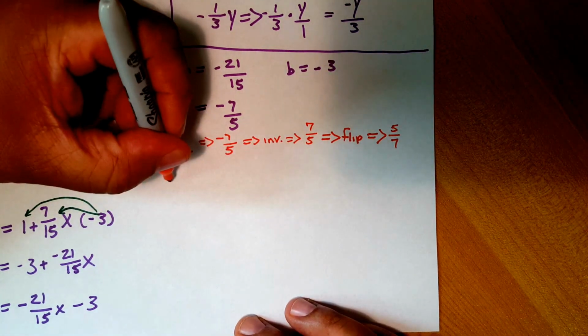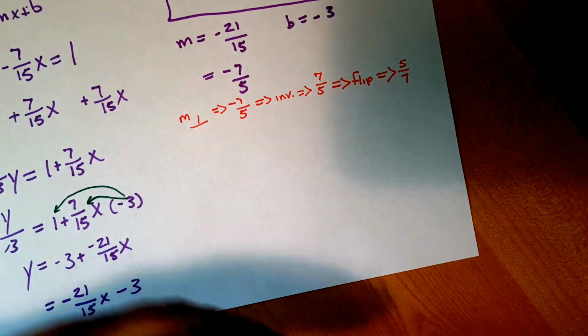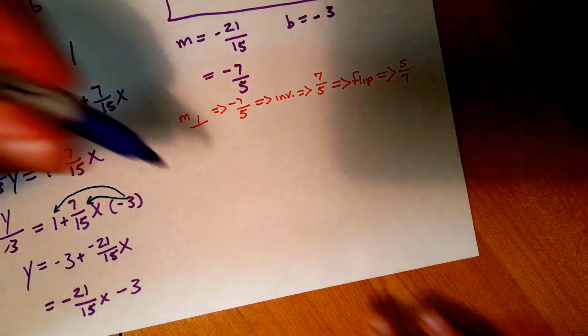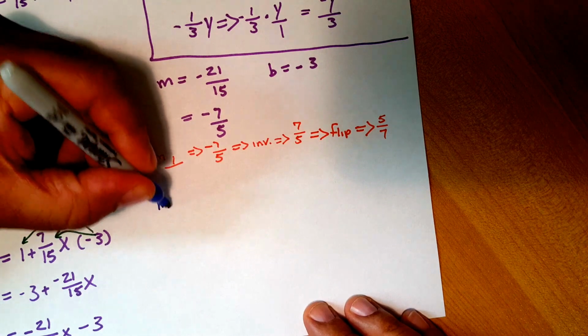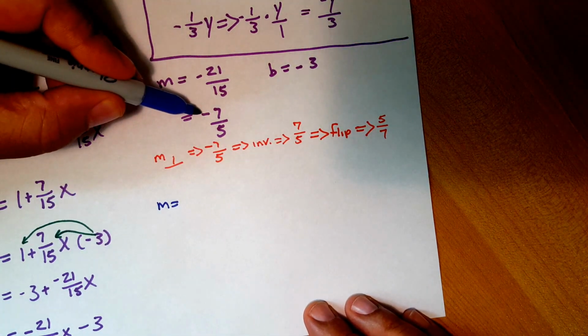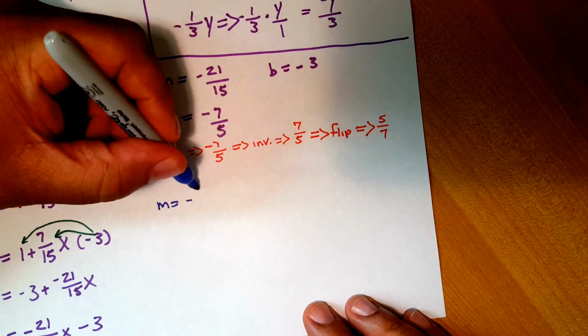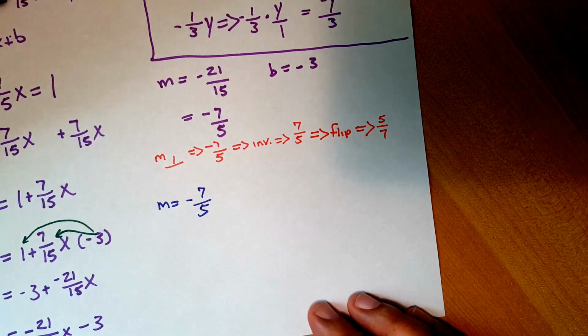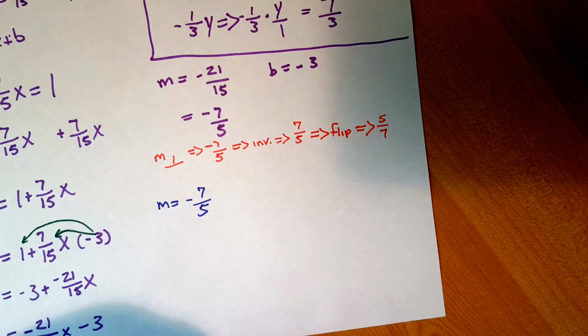Let's see. Oh yes, my parallel line. So the slope of my parallel line, we said, is always just the same as my original slope. So if my original slope is negative 7/5, my parallel line is negative 7/5.